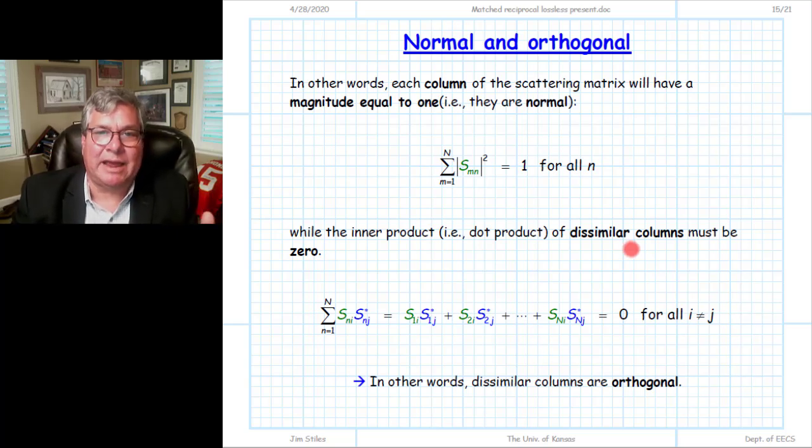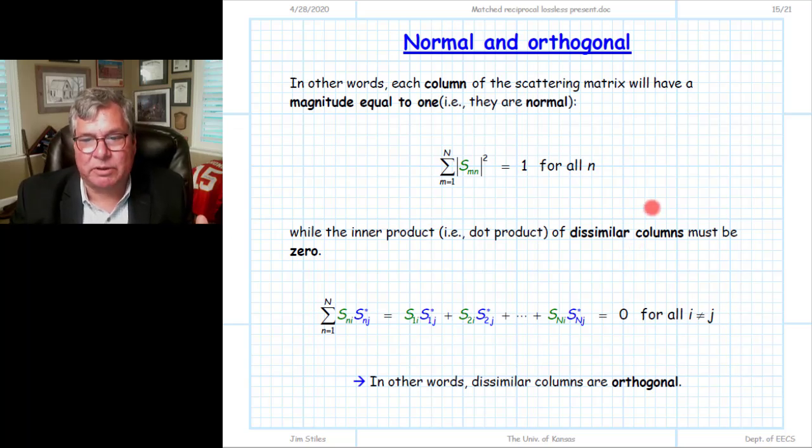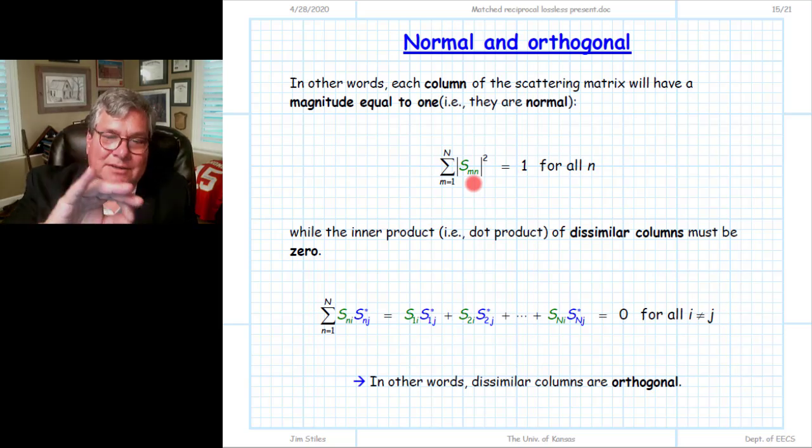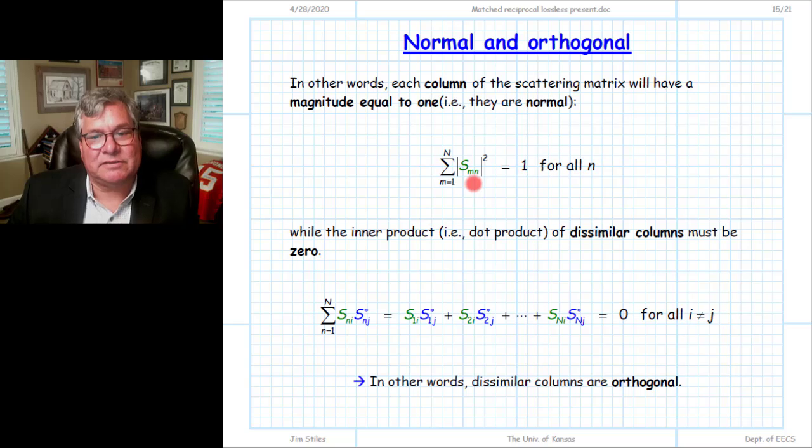First of all, what do we mean by a vector that is normal? A vector that is normal is one where if we add up the magnitude squared of each element in that vector, the answer is 1. In this case, the vector whose elements we're adding up is, let's say, the first column vector of the scattering matrix. We take the magnitude squared of S11 plus the magnitude squared of S21 plus the magnitude squared of S31 plus the magnitude squared of S41, and so forth until we run out of ports. If we add them all together, the value is equal to 1.